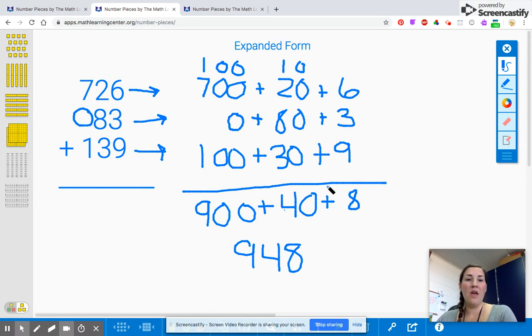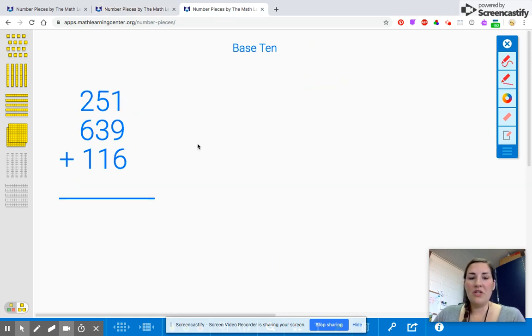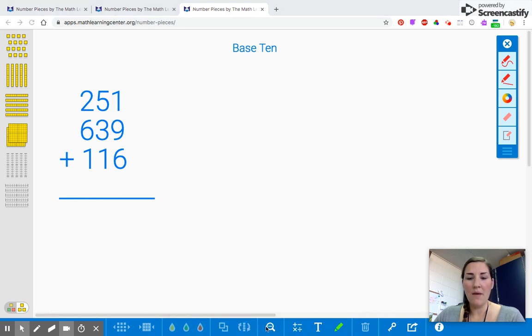So as we're going over these strategies, it's great to have more than one strategy so that I can check myself. So if I'm not quite sure on this, I might use the standard algorithm to check myself as well. And if 2 of those different strategies give me the same answer, then I'm probably right. One more strategy that you can use is base 10 blocks.